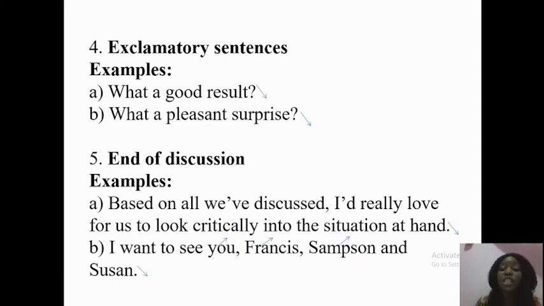And the fifth and last use of the falling tone is at the end of discussions. For example, based on all we've discussed, I would really love for us to look critically into the situation at hand. At the end of that discussion, you use a falling tone. There is no need using a rising tone because it's the end of the discussion.